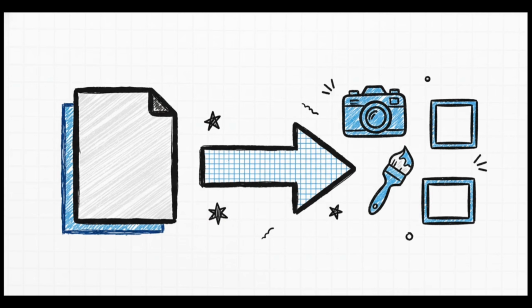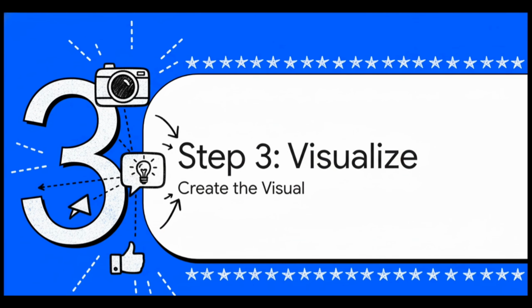So by using a CLEAR prompt, we now have this perfectly crafted piece of text. Awesome. But we're not done yet. This text now becomes the blueprint for the final visual step in our content assembly line. All right, deep breath. We've done the research, we've written the copy. Now it is time for that final touch, creating a really compelling visual to make our post stand out from the crowd. Let's head to the last station.